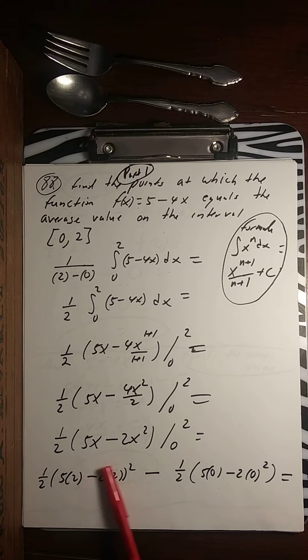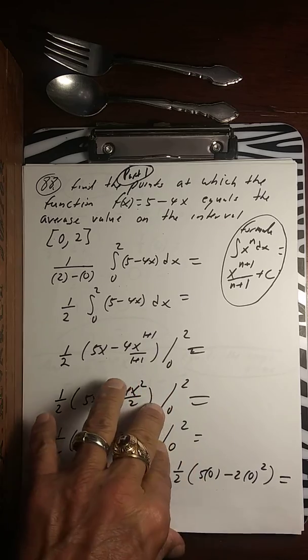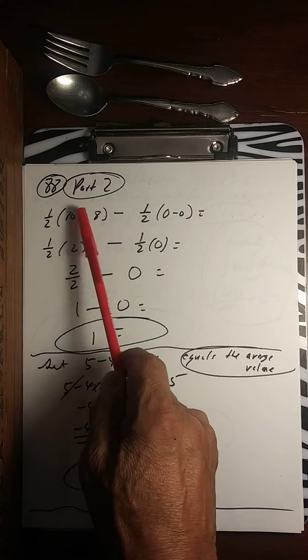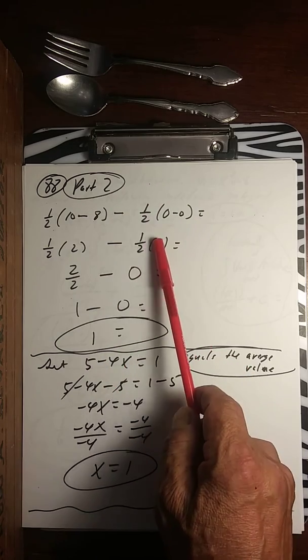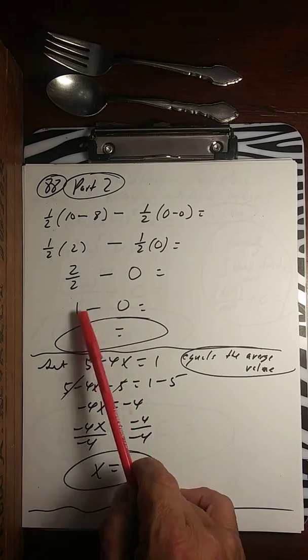Put the 2 in there, put the 0 in there, and the half is still up there. So now we have 10 minus 8 is 2, and 1 half of 2 is 1. And at 0, we get 0, so 1 minus 0 is 1.